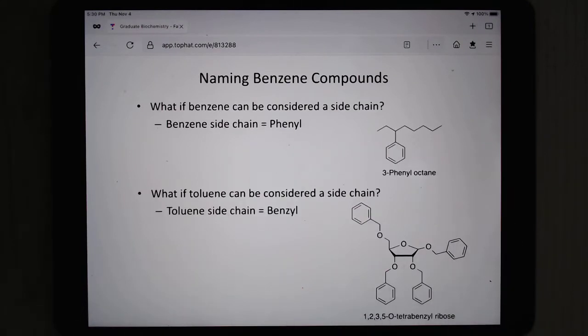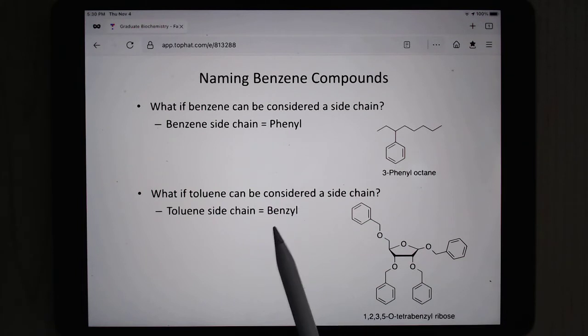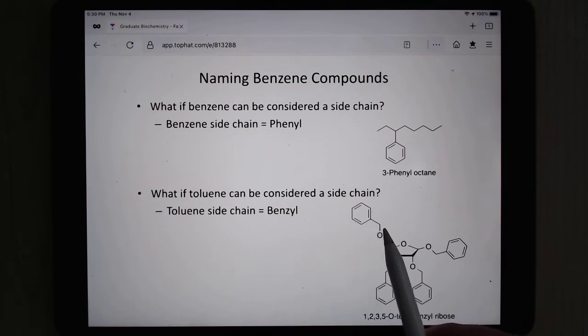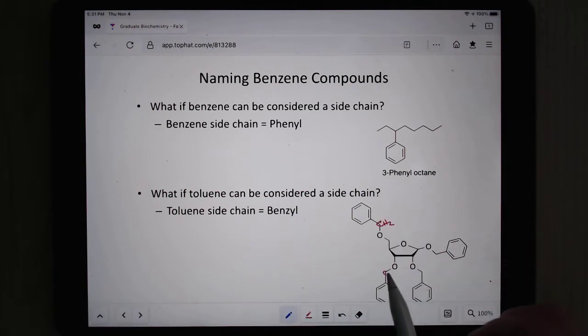Now you can have benzene as a side chain. If it's directly hanging off of the main chain and it's considered a side chain, then its name is actually phenyl. It should actually be benzyl, right? Because of the normal naming rules. The problem is benzyl was already taken. So what it means is that between the main chain and the benzene, there's a CH2. There's a CH2 that shows up between it. And that's a benzyl group.